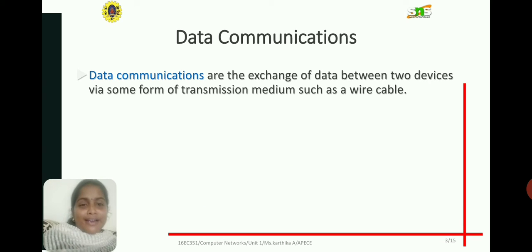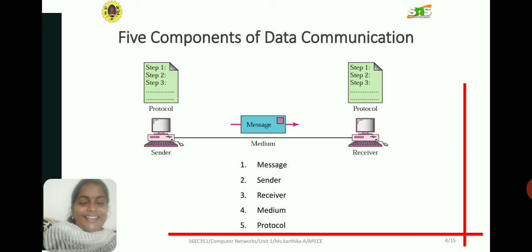We know that data communication is the exchange of data between two devices through some transmission media, for example coaxial cables, optical fibers, or any wireless media. In wireless we have microwave transmissions using antennas. In data communication, we mainly have five components. The first is the message. The second and third are the sender and receiver, the fourth is the medium, that is, the channel, and the last is the protocol.